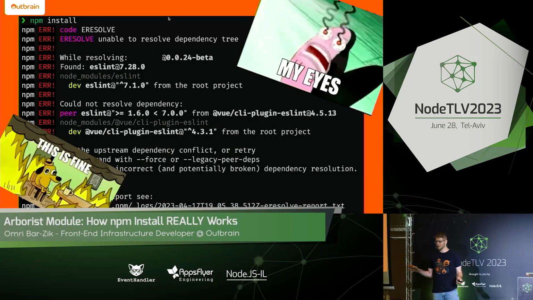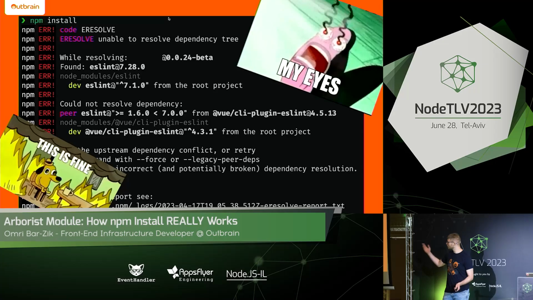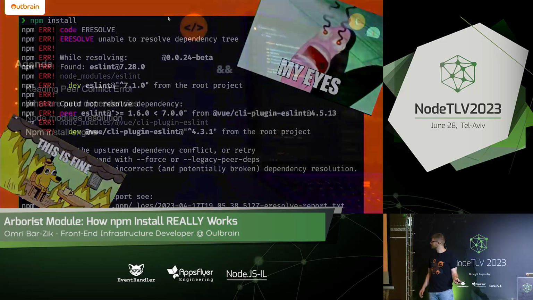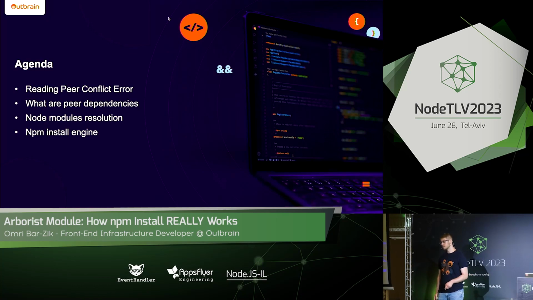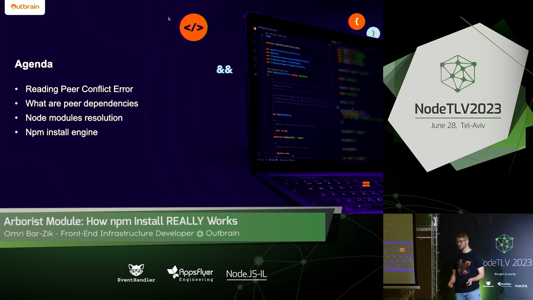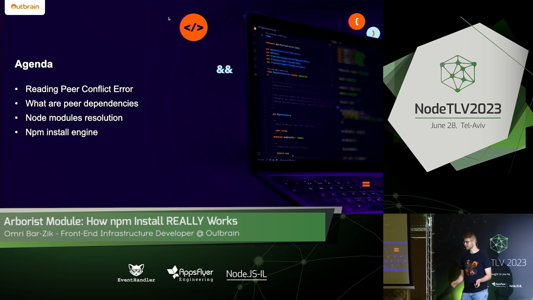Today I'm going to talk to you about everything I learned while trying to resolve this error. We're going to see how to read peer dependency errors, which are like this. We're going to get a deeper explanation of what peer dependencies are and the difference between them and every other type of dependency. We're going to explain how Node module resolution actually works, and we're going to see who is this entity that's managing all of our dependencies every day.